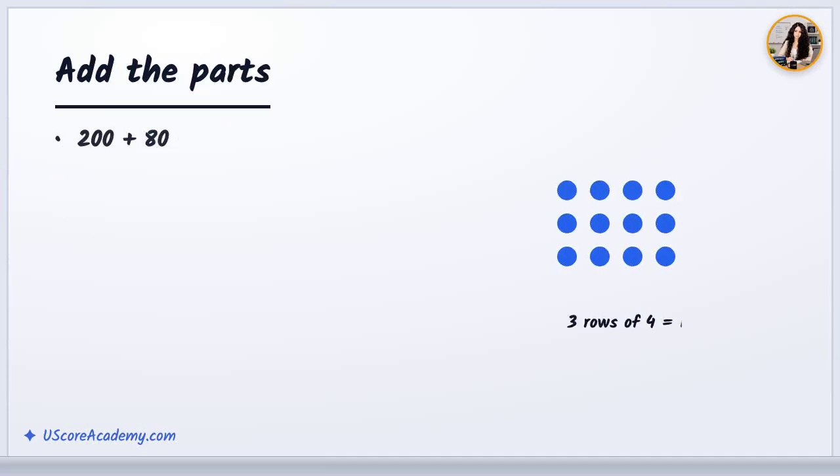Now add all 4 partial products together. 200 plus 80 plus 30 plus 12 gives 322, so 23 times 14 equals 322.